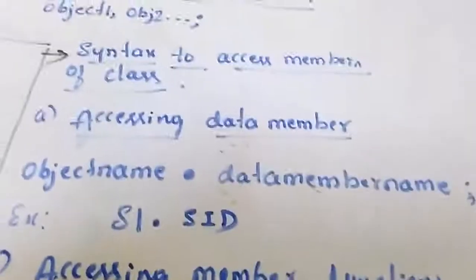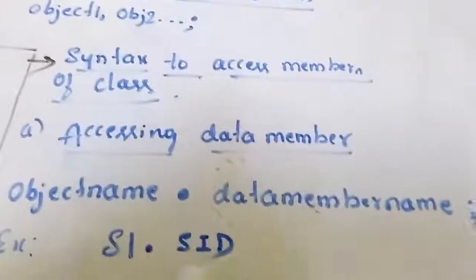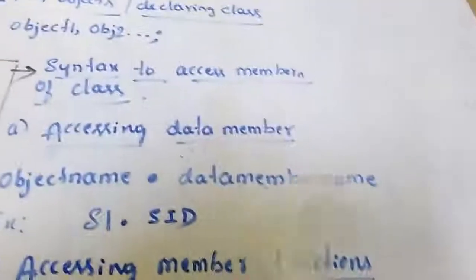Usually we won't write object name dot SID directly in the main function. Either in a cin statement or a cout statement we'll write this. So better we remove this. Okay. Object name dot data member name.